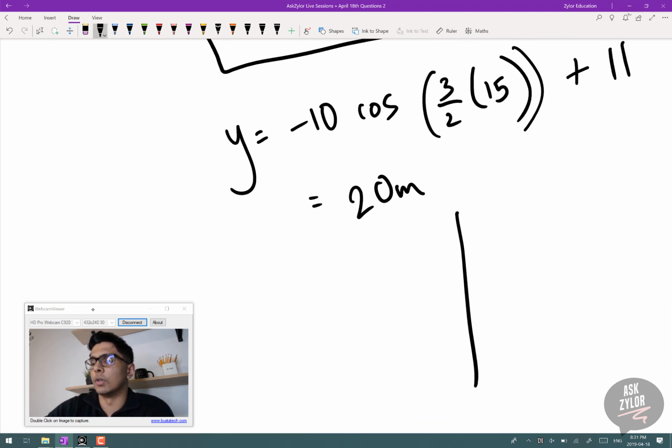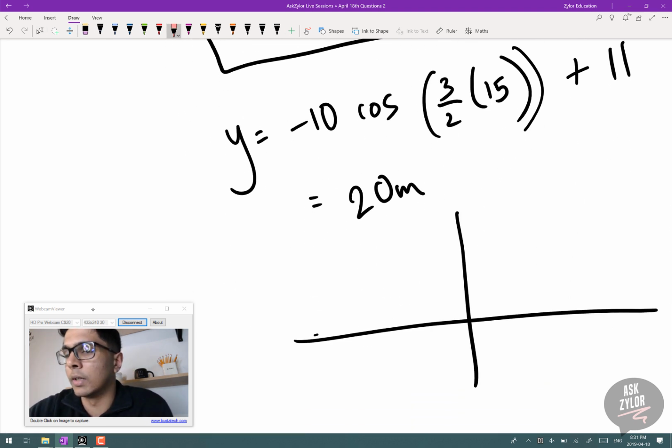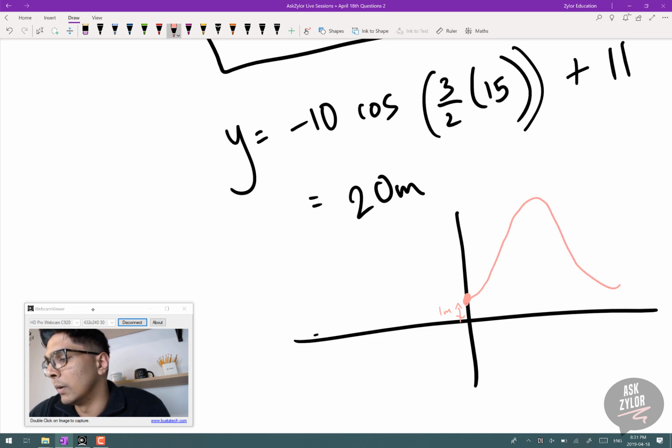So I'm just going to draw a brief idea of what the graph should look like. If you're starting at the very bottom, you start all the way here. So this is going to be 1 meter. And then you start here and you go up, come back down, and this should take 4 minutes because it takes 1 full revolution. The difference between the lowest and the highest point would be 20 meters.